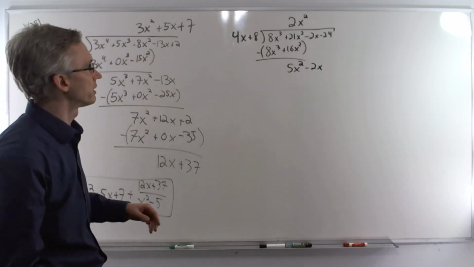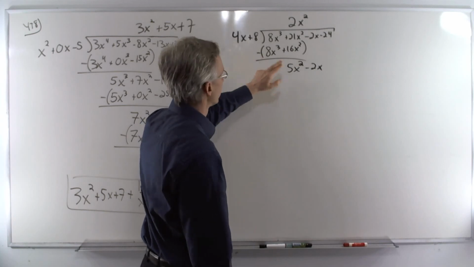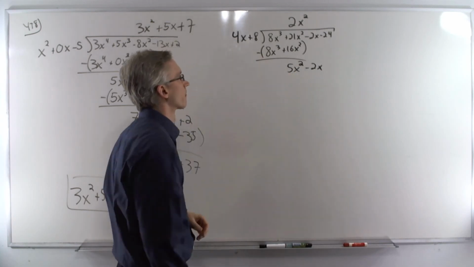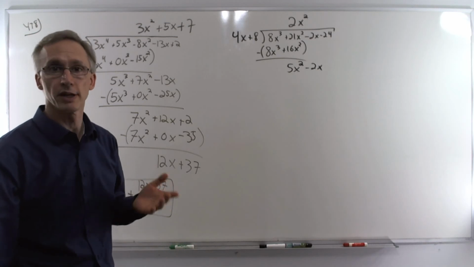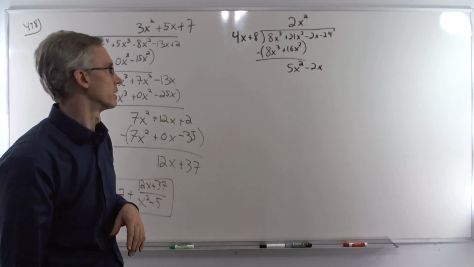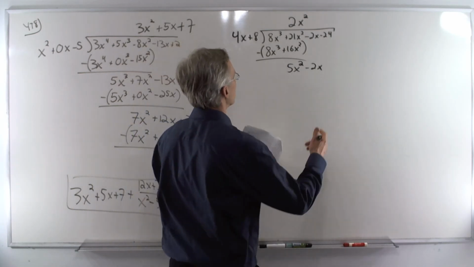Okay, now I need to multiply 4x by something to get 5x squared. Well, there's no whole number I can multiply 4 by to get 5. It's going to have to be a fraction. Alright, so I want to end up with a 5, so that's going to have to be in the numerator.